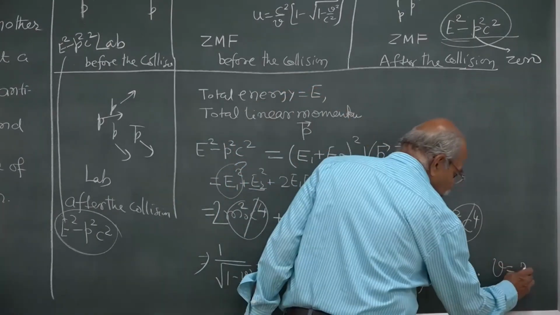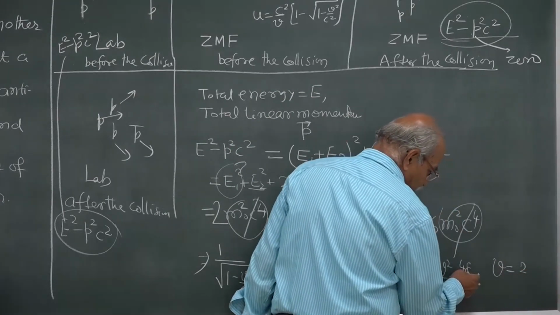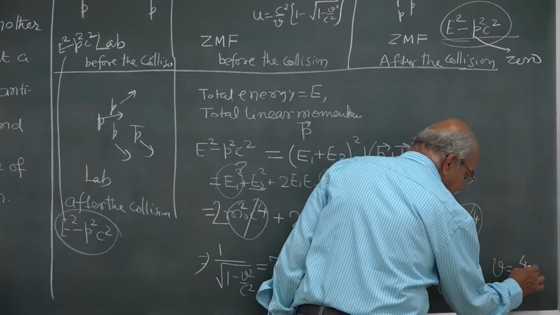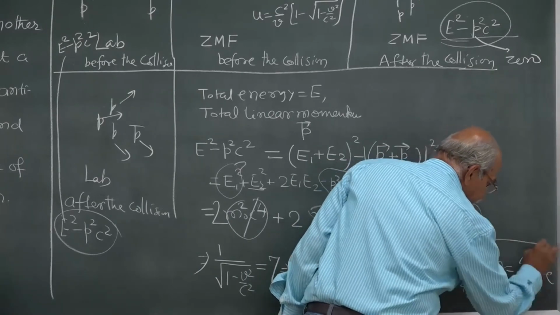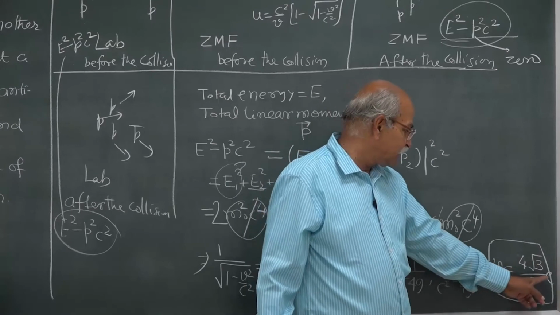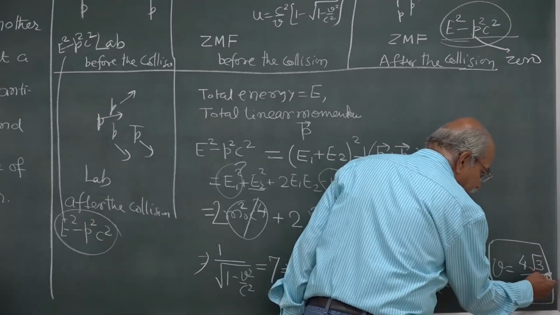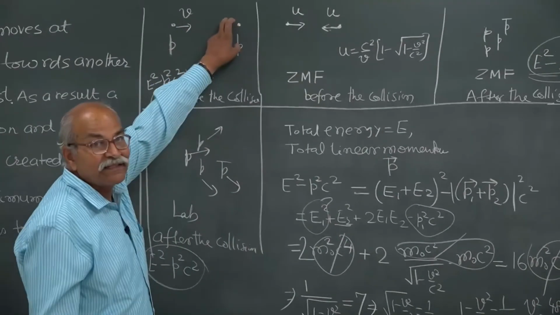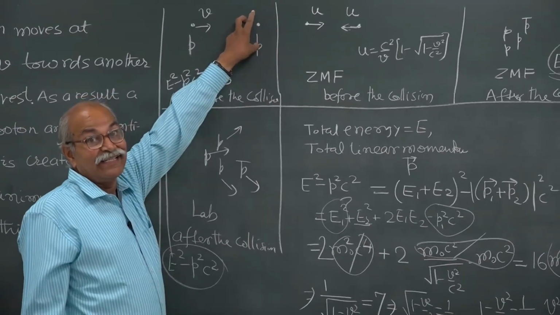which will be 4 times the square root of 3 divided by 7 times c, since 48 is 16 times 3. This should be the minimum velocity. 4 times root 3 by 7 times c, this should be the minimum speed of this particle, which can hit this stationary particle and create a proton and an antiproton.